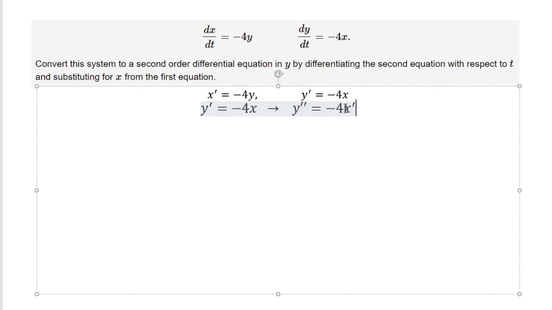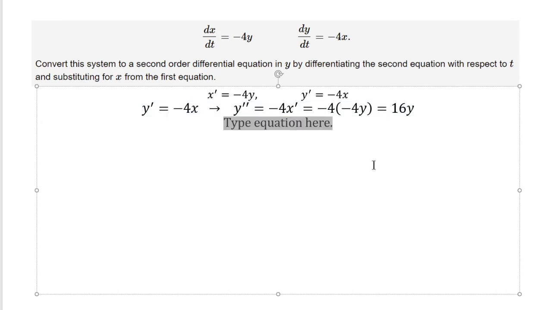So once you have this, x prime can be replaced by 4y, right? So you can rewrite this as negative 4 times 4y, and that just becomes negative 16y. That just gives us a single second-order differential equation, y double prime equals negative 16y. And that's not hard to solve. You can rewrite this as y double prime plus 16y equals 0.